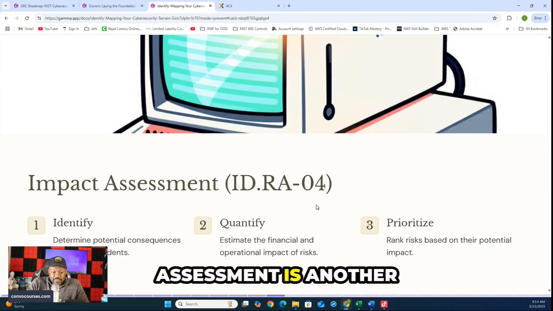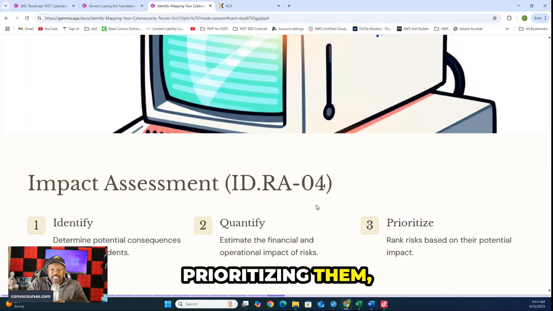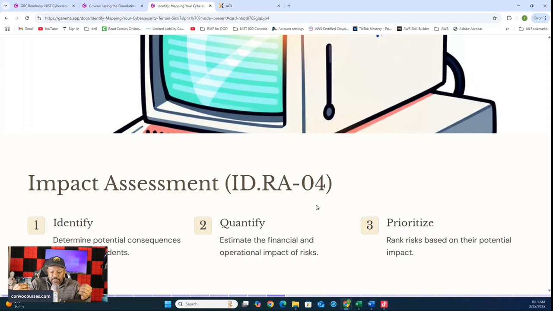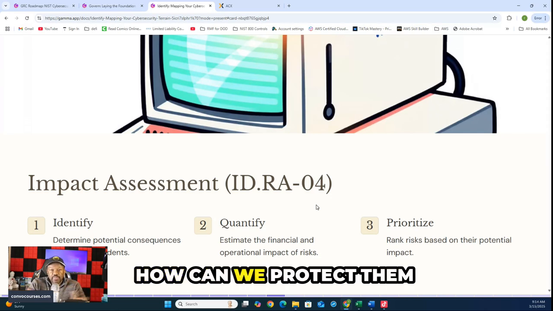Impact assessment is another huge part of Identify, where you're identifying not only the primary assets that you have and prioritizing them, but what the impact is if we get hit. What is the impact to our organization? That all comes back to identifying your assets, what the most important things are to your organization, and how we can protect them properly.